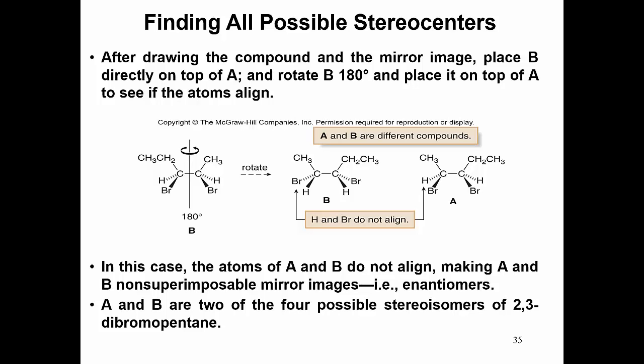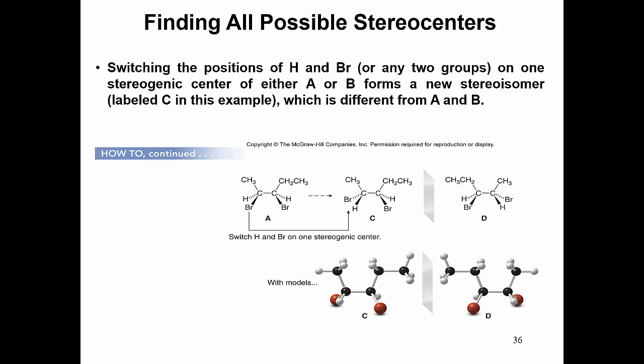So remember, there are four possible stereoisomers because we have two chiral centers. Just to recap really quickly, with two chiral centers you can have a pair of enantiomers that are non-superimposable mirror images, but you're also going to have more stereoisomers that are not mirror images of these.